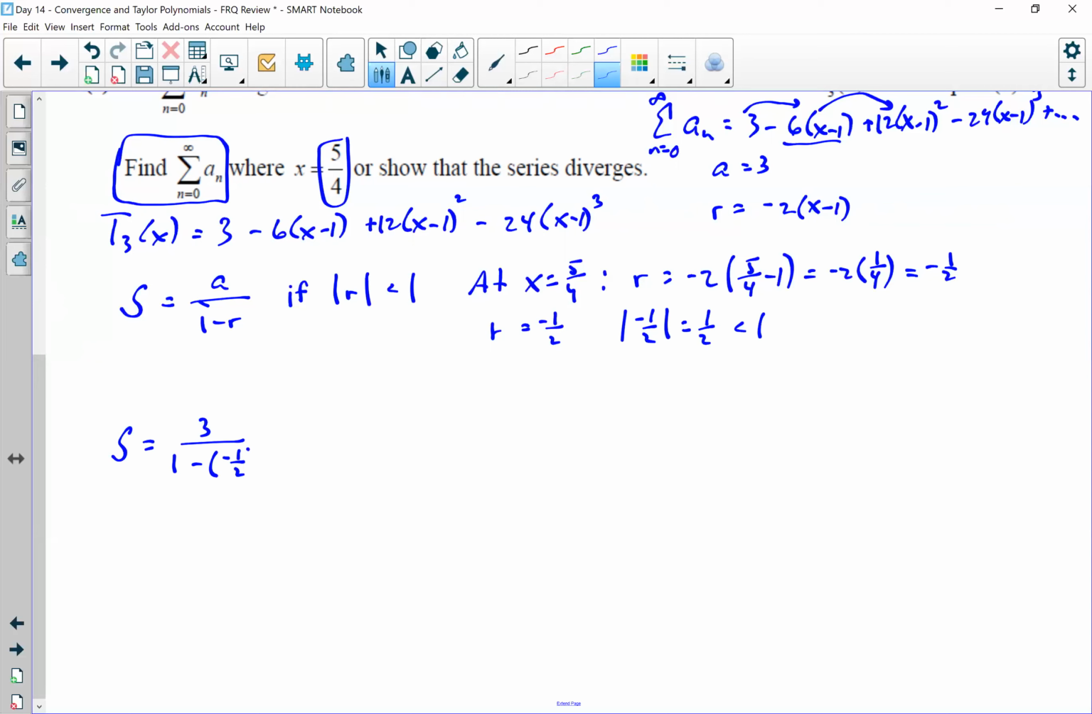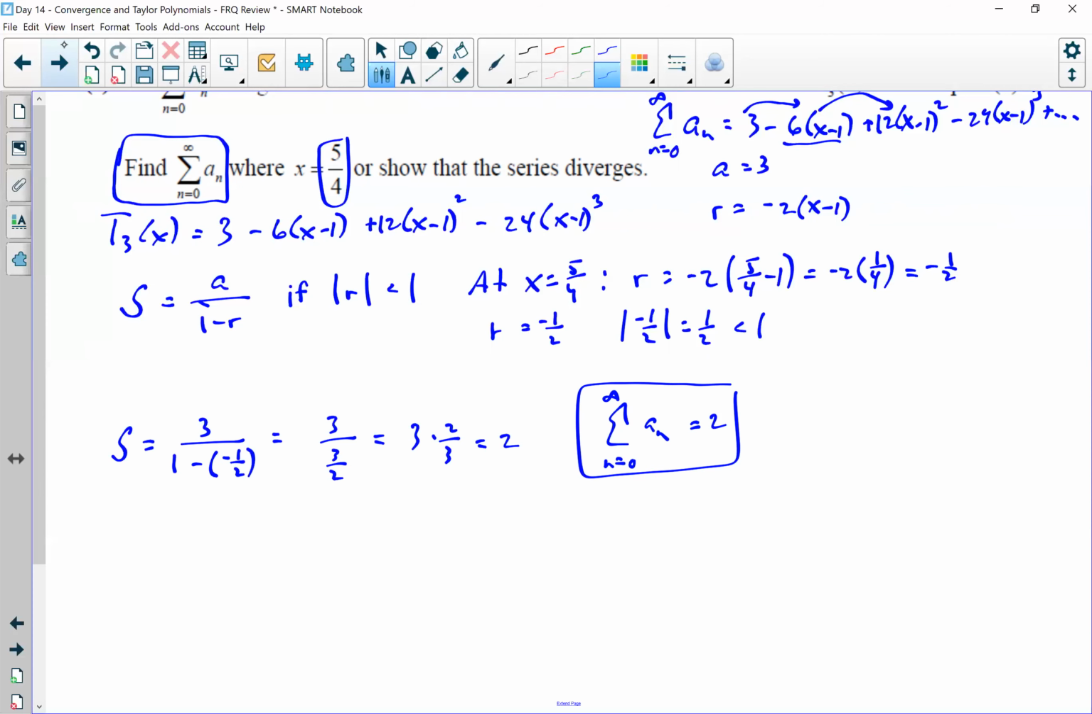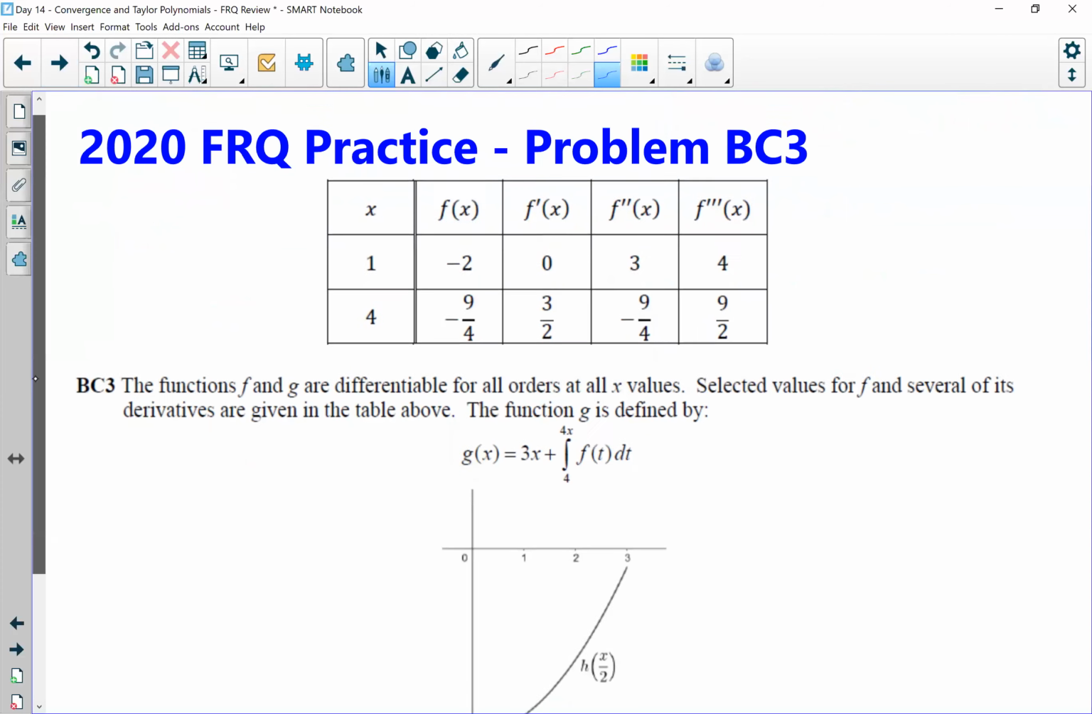Well, r in this case was -1/2. So it becomes 3 over 1 minus -1/2, which just becomes 3/2. And then using some properties of fractions, we multiply by the reciprocal, and we get 2. And so in this case, this geometric series does converge. And not only does it converge, we know that it converges to the value of 2. There you go.